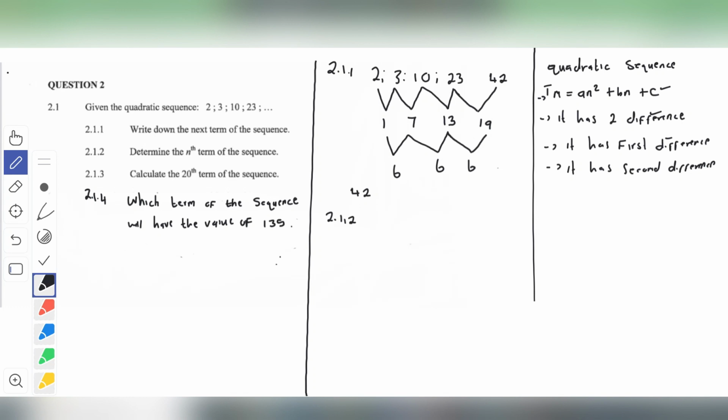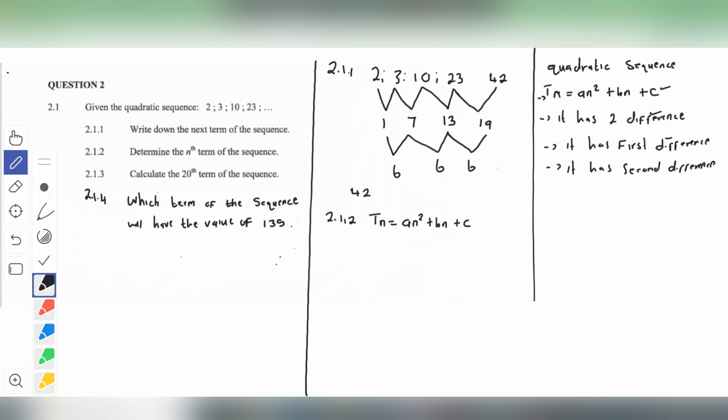So remember, the formula of the nth term of the general sequence is Tn equals an squared plus bn plus c, right? So we need to find the values of a, b, and c. How do we find the values of a, b, c? Can you see what we wrote there from the first question? It is 2, 3, 3, 3.